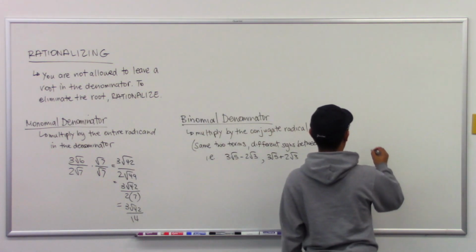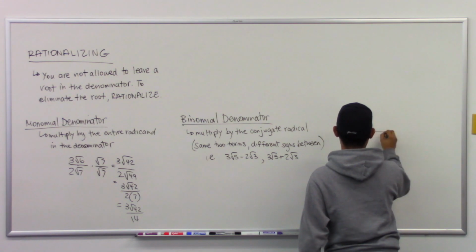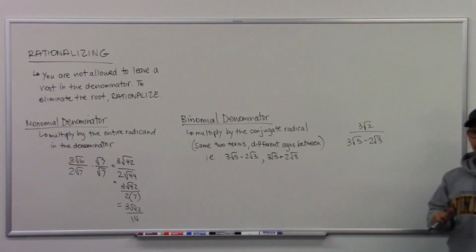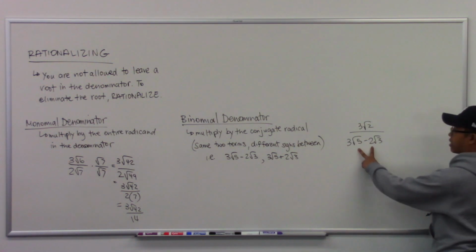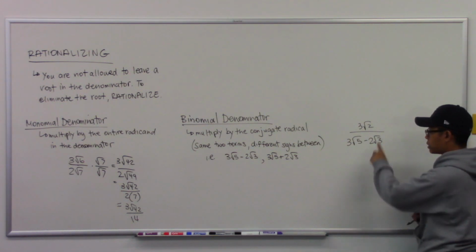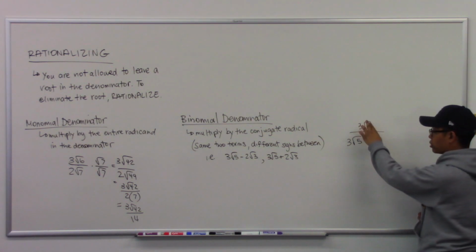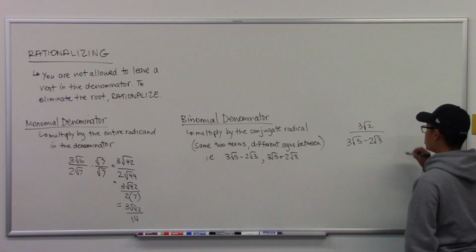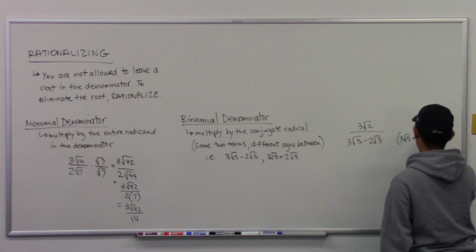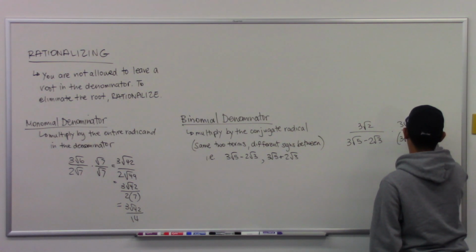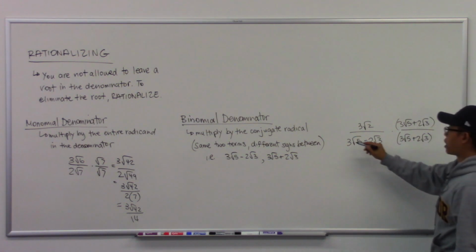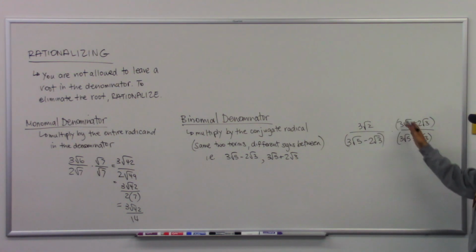So what happens if you get a number like 3 root 2 over 3 root 5 minus 2 root 3? You're not allowed to have that. By the way, you can't cancel the 3 and the 3. When there are plus or minus signs, you can't cancel between only two of them. You can only cancel if everybody has it. So what you do is you multiply by the conjugate radical, 3 root 5 plus 2 root 3. It's good to put brackets around this, and then you FOIL.